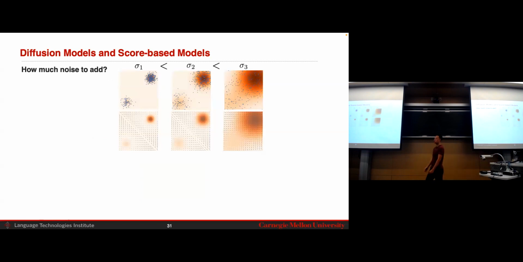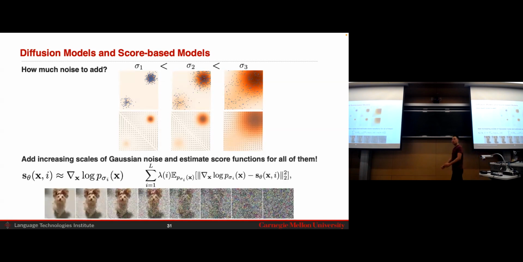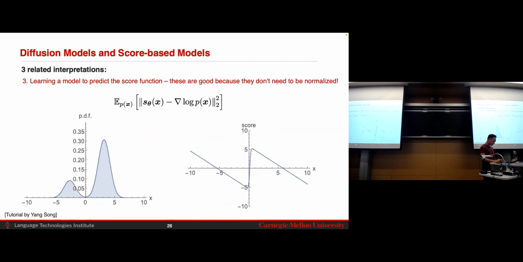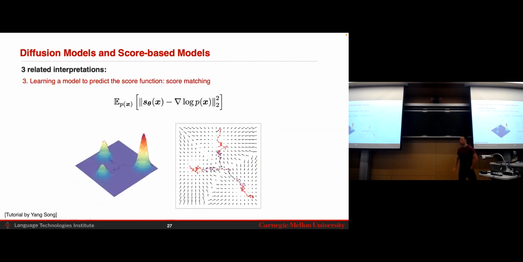And again, the question becomes how much noise to add, right? You can start with something with very little noise that just resembles your original clusters of data. You can add more noise to some good amount, but if you add too much noise, you're going to be missing out on the actual data distribution. And they basically found that you should just increasingly add noise.